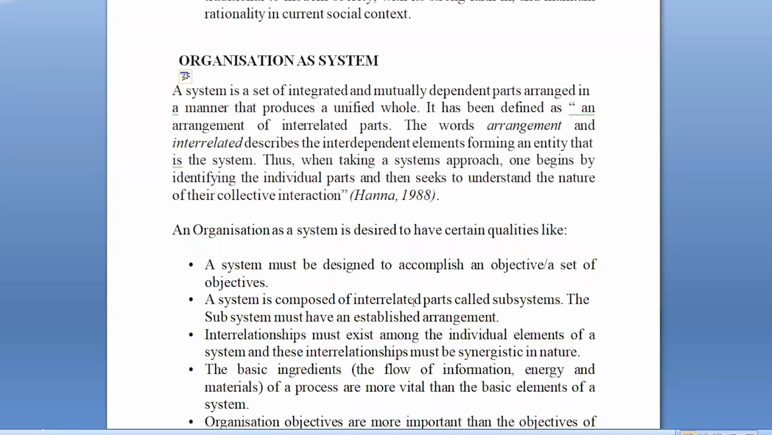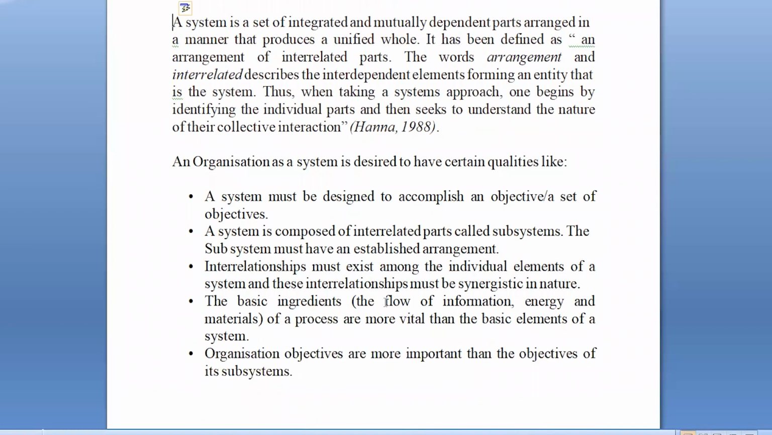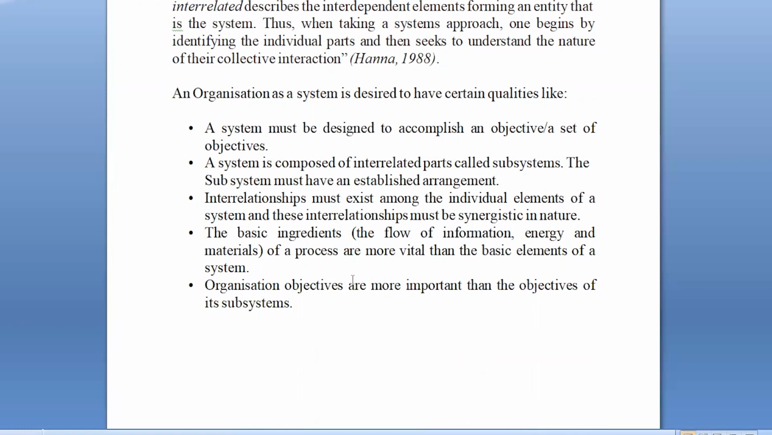An organization as a system is designed to have certain qualities. A system must be designed to accomplish an objective or a set of objectives. A system is composed of interrelated parts called subsystems. The subsystem must have an established arrangement. Interrelationships must exist among the individual elements of a system, and these interrelationships must be synergistic in nature. The basic ingredients, that is, the flow of information, energy, and materials of a process, are more vital than the basic elements of a system. Organizational objectives are more important than the objectives of a system.